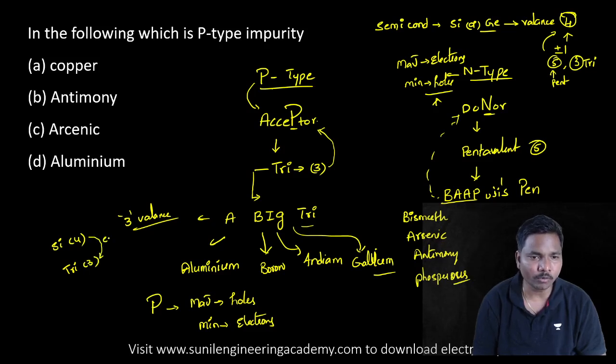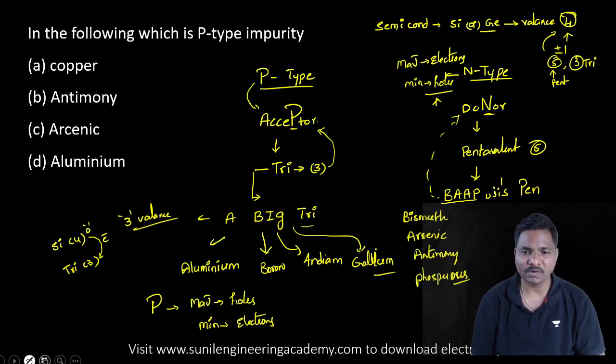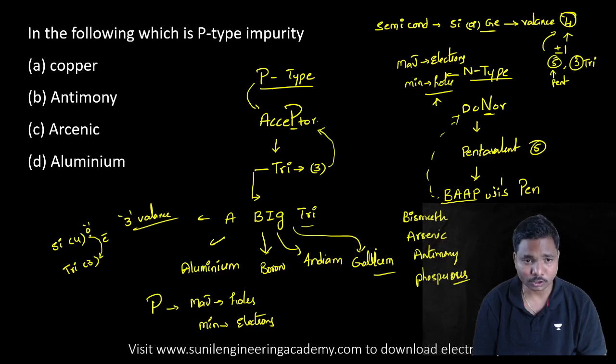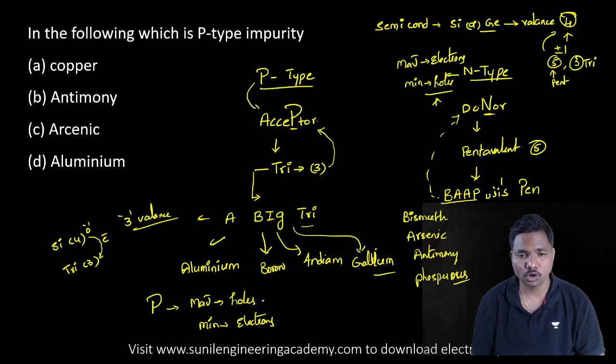Whenever one electron moves from silicon to this trivalent atom, one hole is created. We have so many atoms, so many holes are created. So holes will be higher, and they become the majority carriers, and the remaining will be minority carriers.